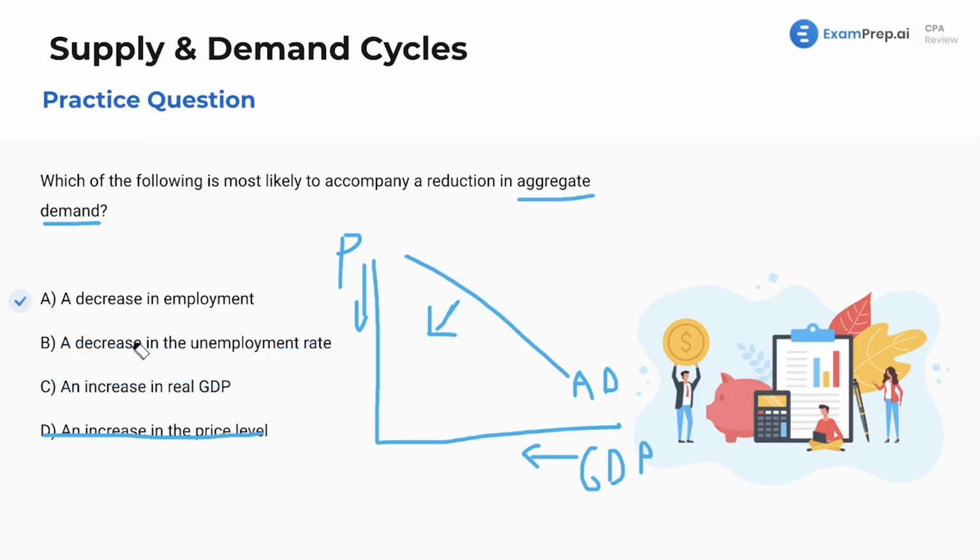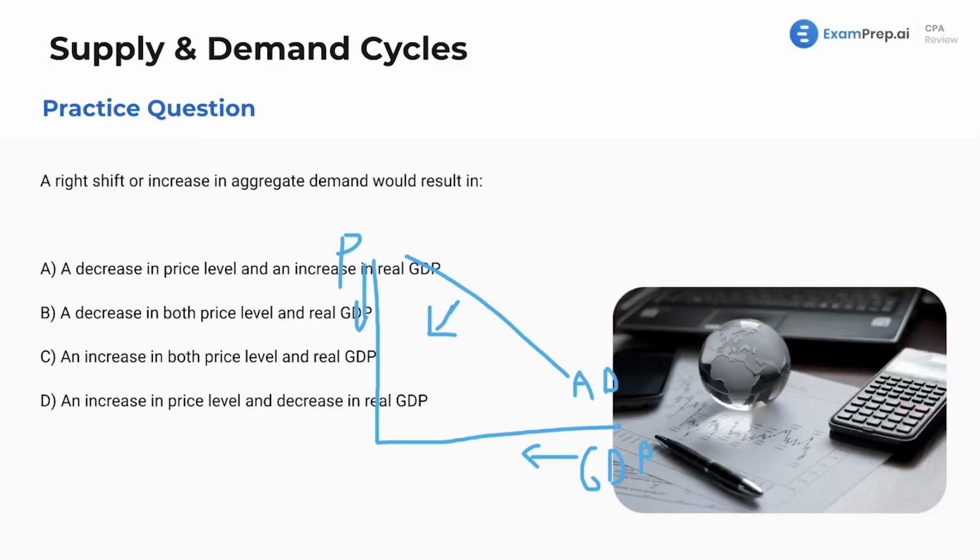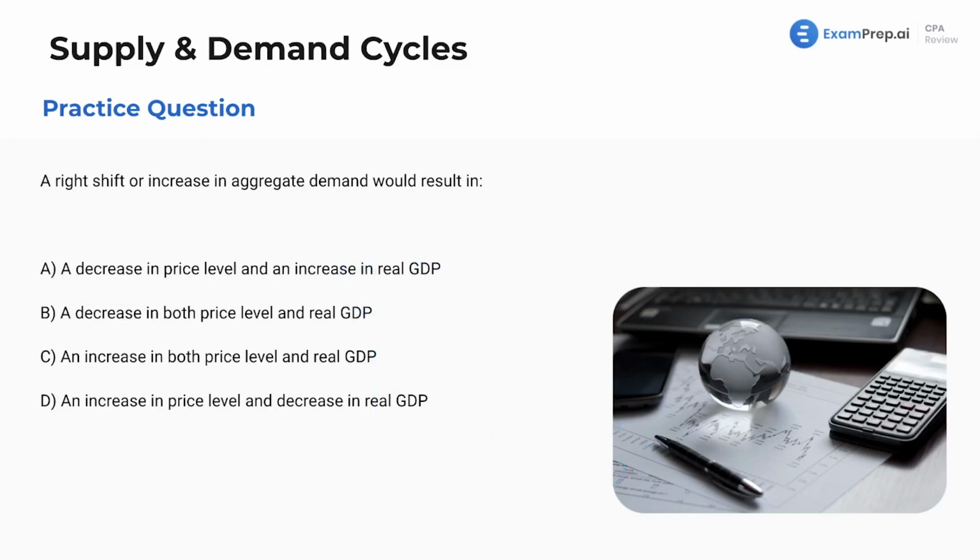And you know what? I'm going to leave our graph up because I believe the next question has to do with it as well. And yes, it does, although it's in the way. All good. A right shift, or an increase in aggregate demand, would result in what? Okay, now we're shifting right. All right, you know what? Just for you, dear listener, I will redraw the graph.